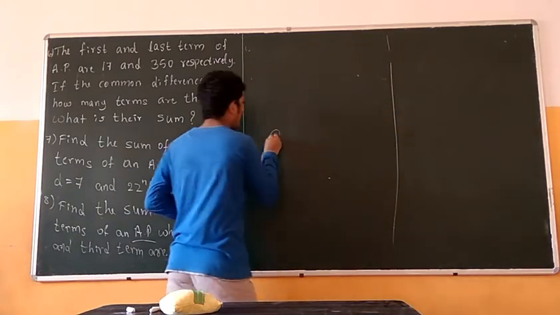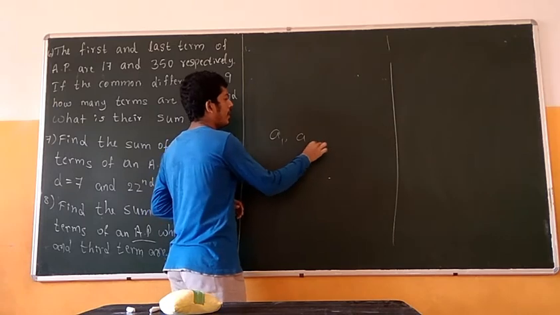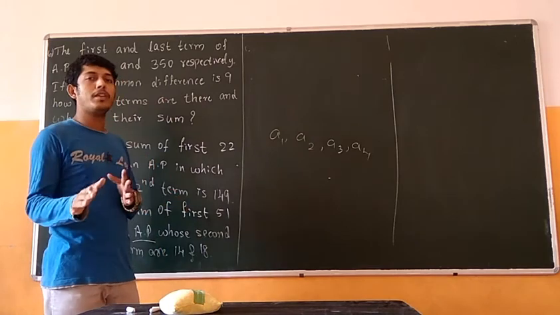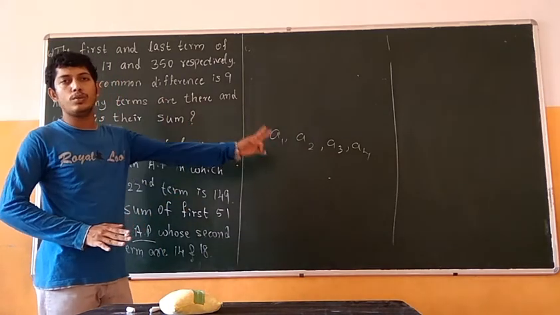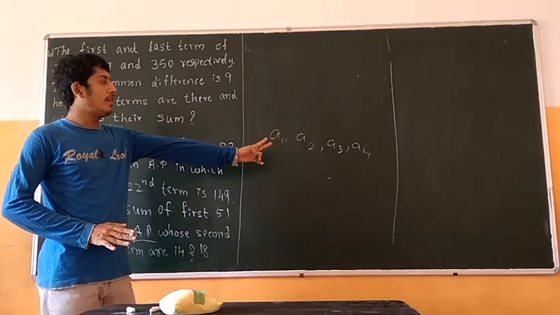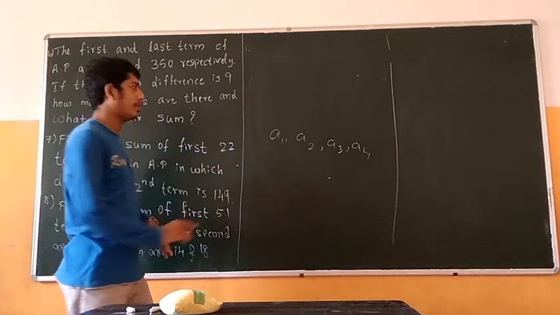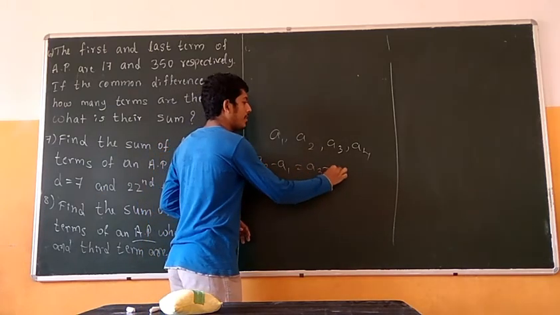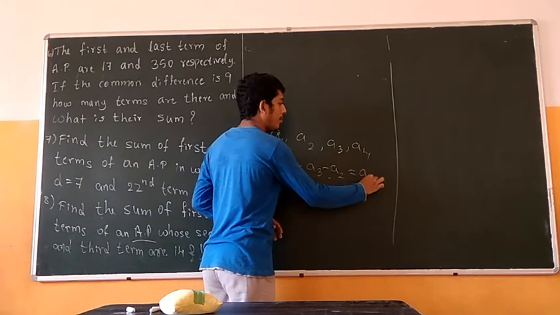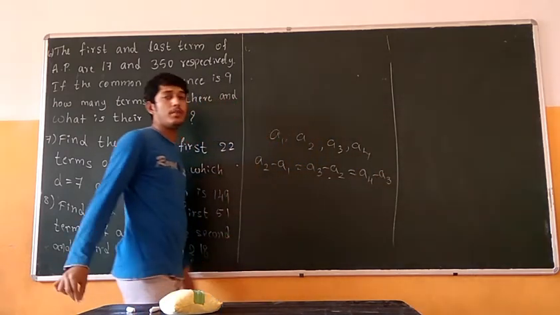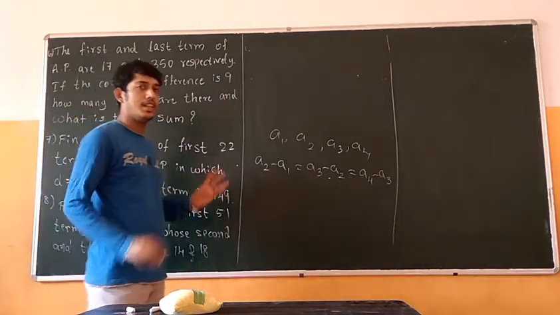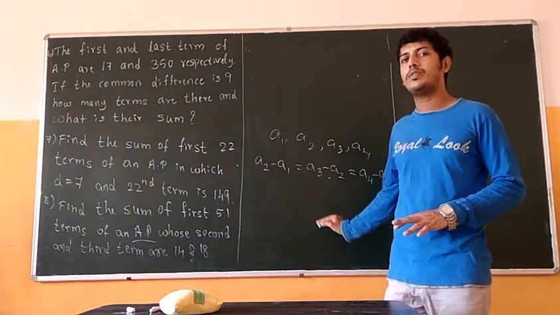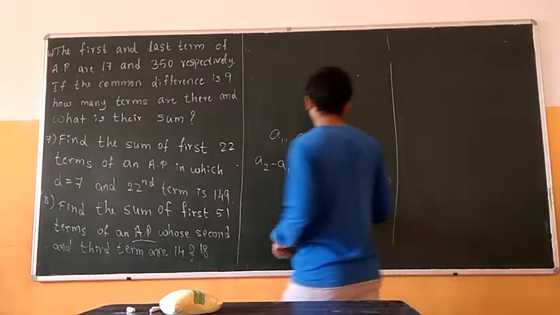So the general form is a1, a2, a3, a4, and so on. When we consider any two neighboring terms, the common difference is the same. That means a2 minus a1 is the same as a3 minus a2, which is the same as a4 minus a3, and it will continue like that. If the series is in arithmetic progression, then the d value remains constant for that series. All that is equal to d.